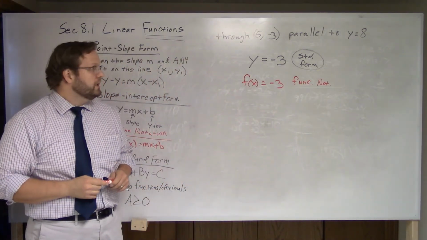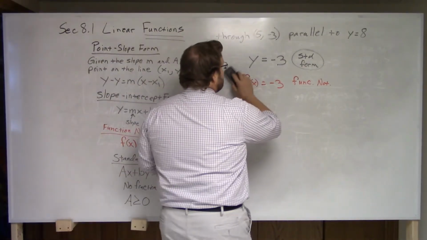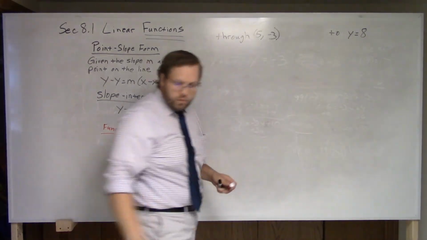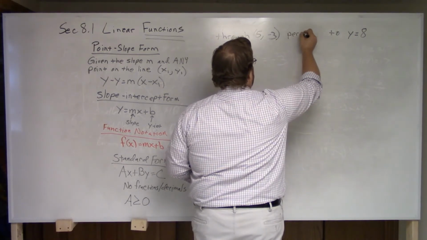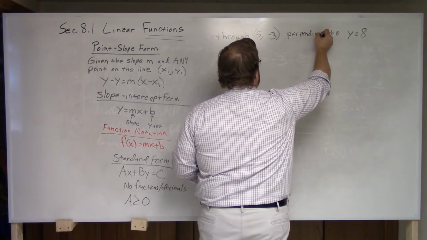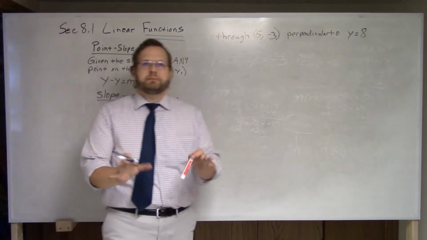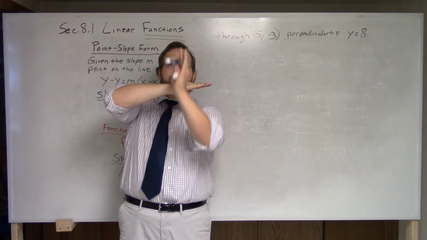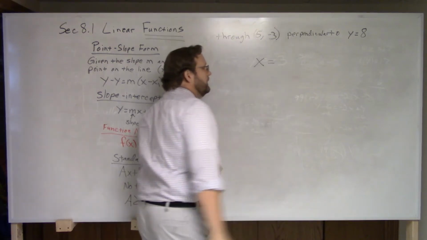Now, what about the alternative to that? What if we said, same basic problem, but we want it to be perpendicular to y equals 8. Same situation, you have y equals 8. But if I want to be perpendicular, that means I have to be vertical. So if I'm vertical, I have to be x equals.